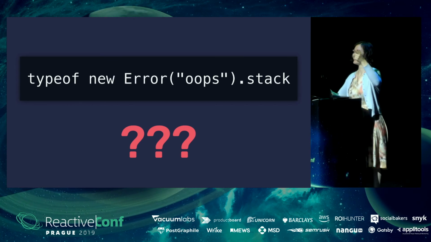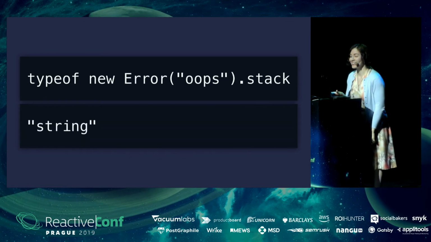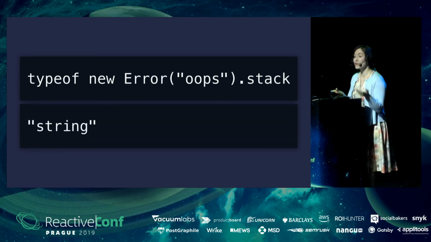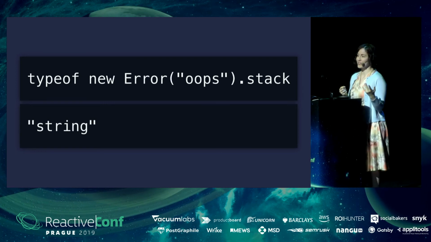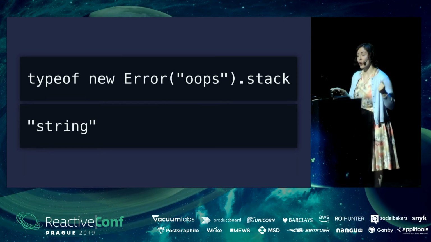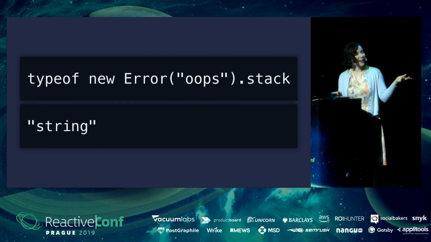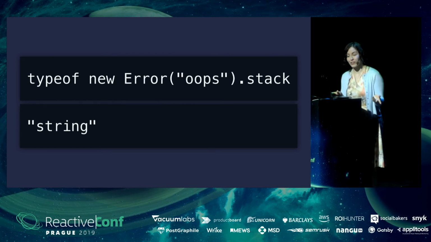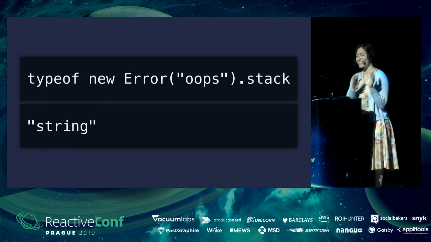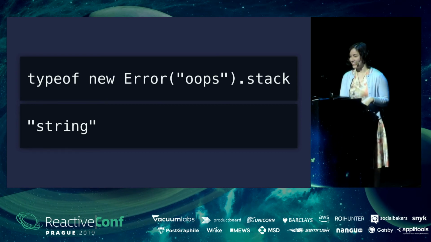Yeah. So it actually just gives you a string. I thought it was going to be an object, or at the very least an array, right? Because a stack trace is like a list of things, but no, it's just a giant blob of characters. I could not figure out why. I've done a lot of digging in here. I still don't know why it's just a string.